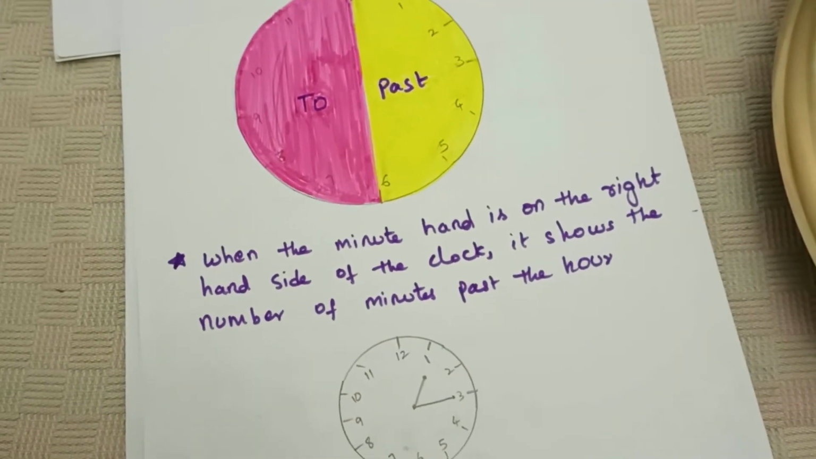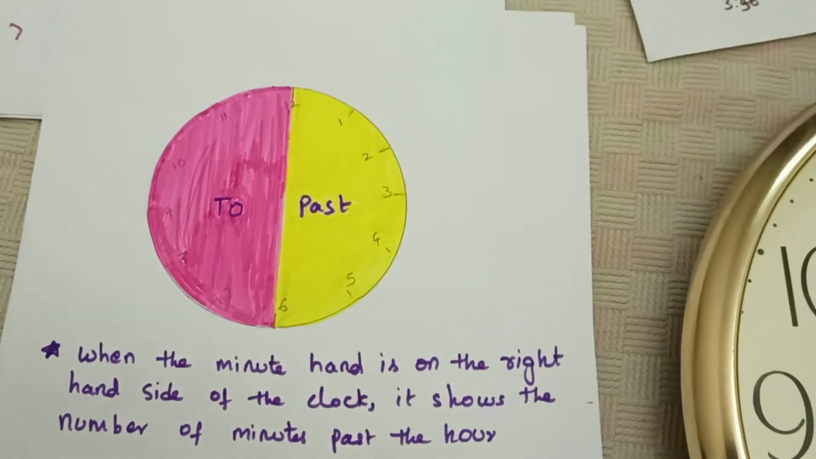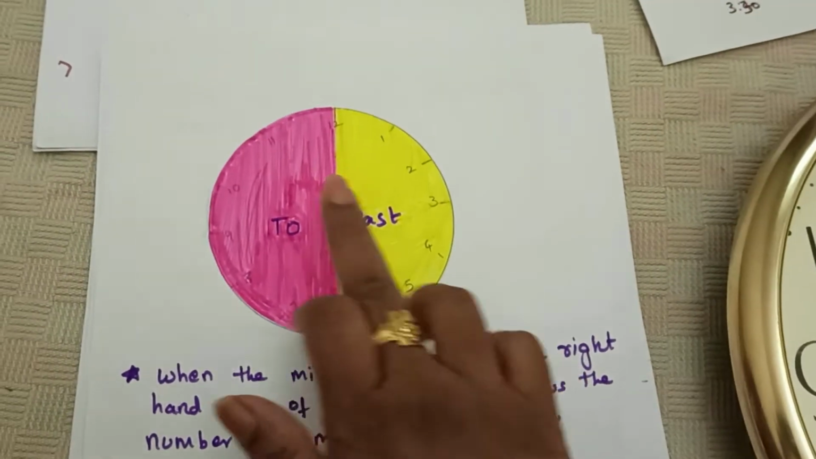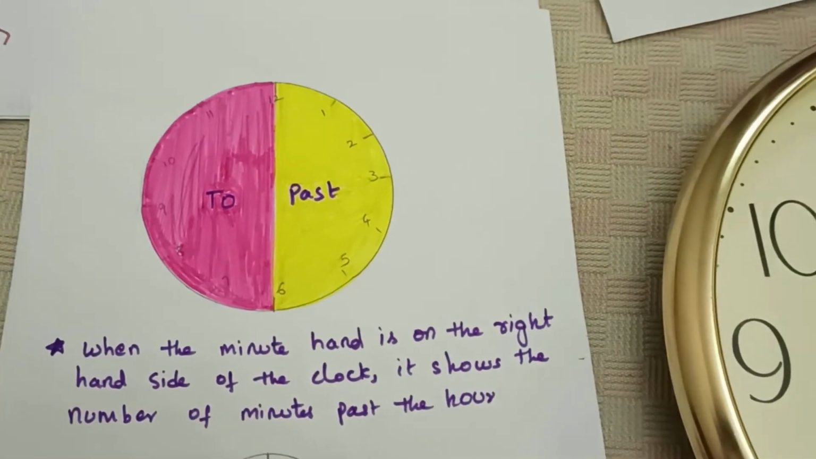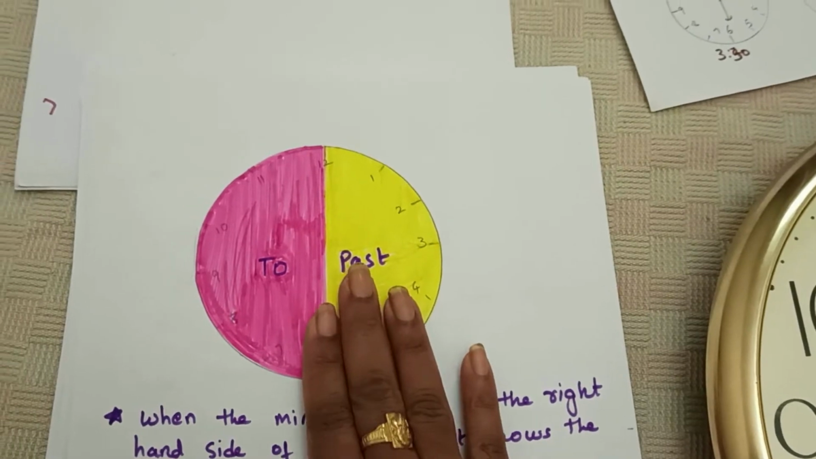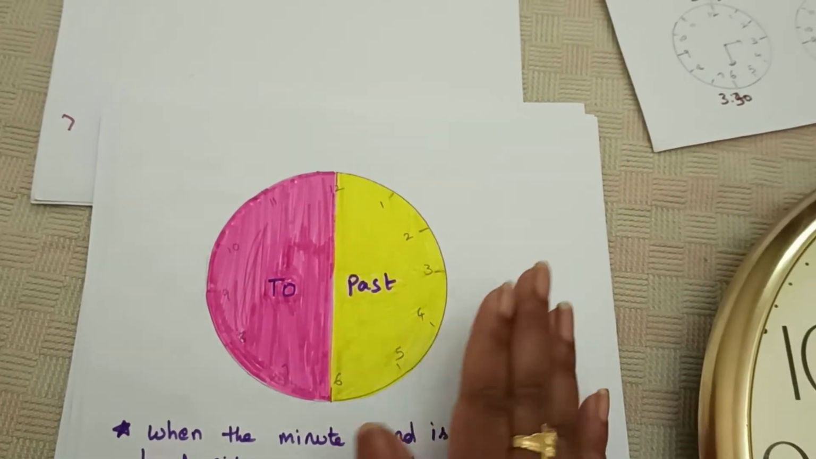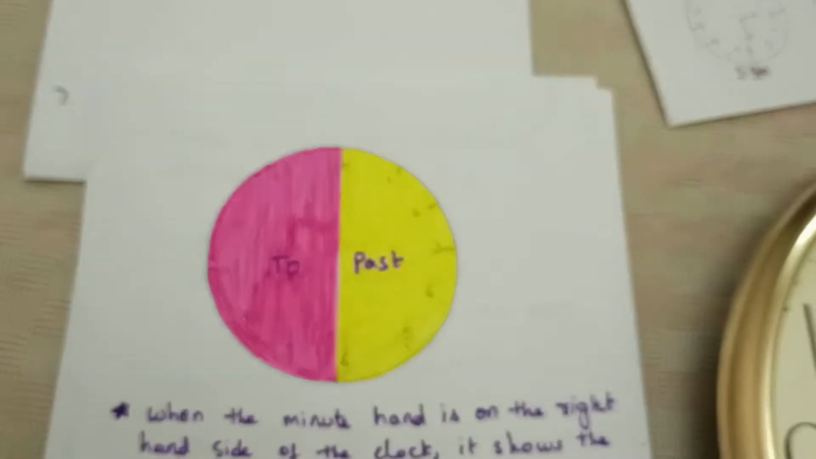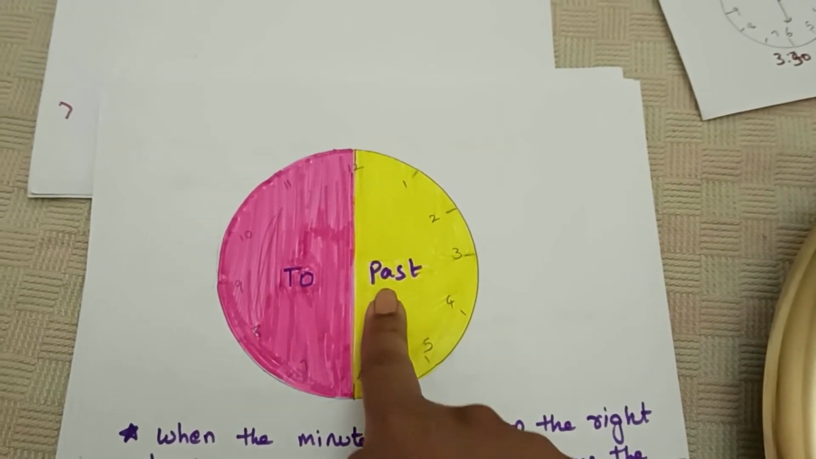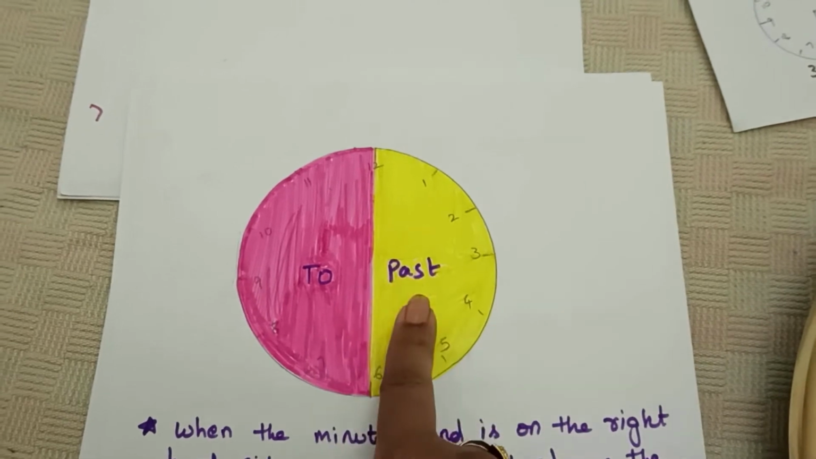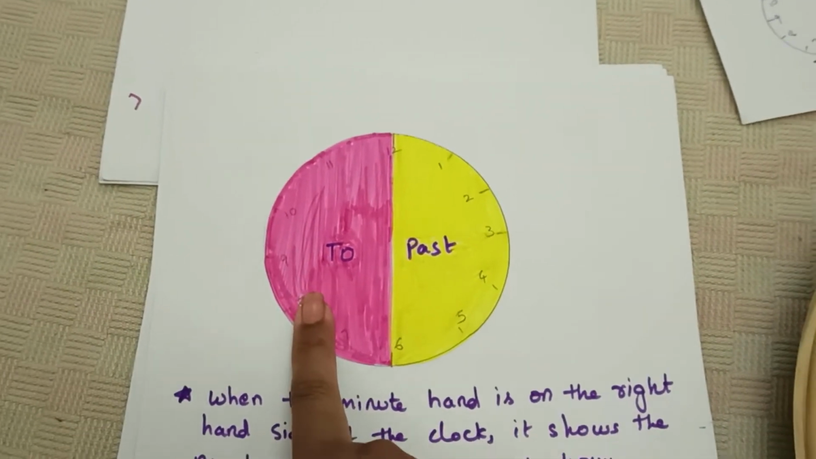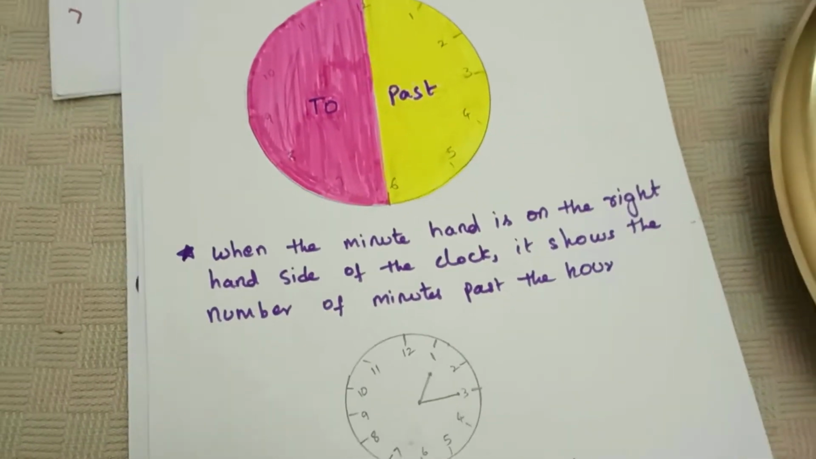Now, in higher grades, there will definitely be questions based on past and to related to the clock. So let me explain this. We will divide this clock into 2 halves. One is the right hand side and one is the left hand side. When my minute hand is on the right hand side, we will call it past. We will have to use the term past. When my minute hand is on the left hand side, we have to use the term to. I'll explain in detail. See.